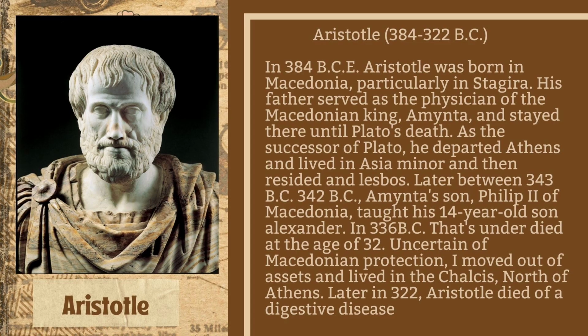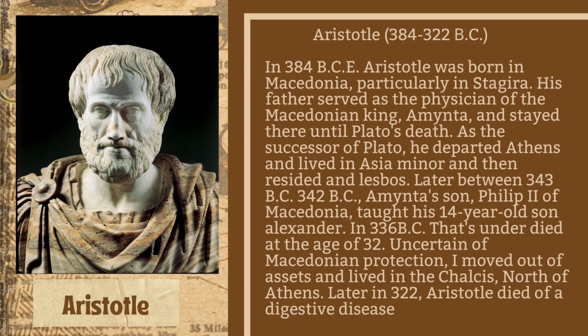Aristotle, 384 to 322 BC. In 384 BCE, Aristotle was born in Macedonia, particularly in Stagira. His father served as the physician of the Macedonian king, Amyntas, and Aristotle stayed there until Plato's death. As the successor of Plato, he departed Athens and lived in Asia Minor, and then visited Lesbos. Later, between 343 BC and 342 BC, Amyntas's son Philip of Macedonia had him teach his 14-year-old son Alexander. In 336 BC, Alexander died at the age of 32. Uncertain of Macedonian protection, he moved out of Athens and lived in Chalcis, north of Athens. Later in 322, Aristotle died of a digestive disease.